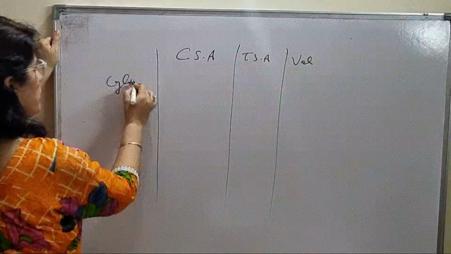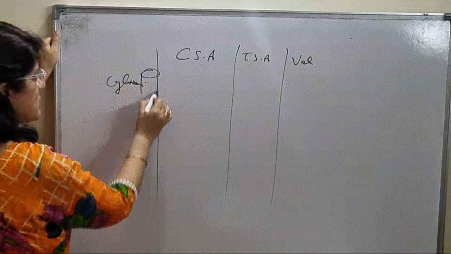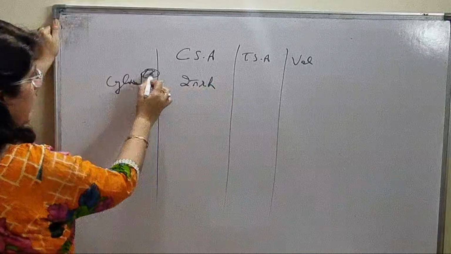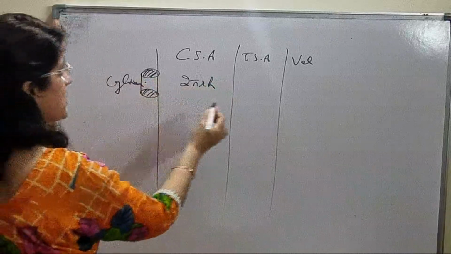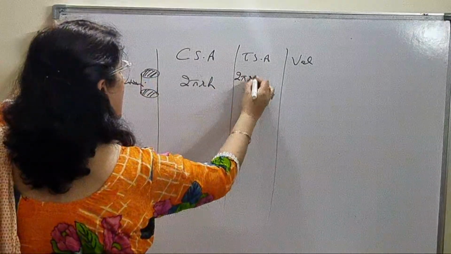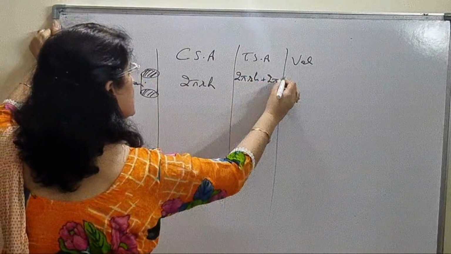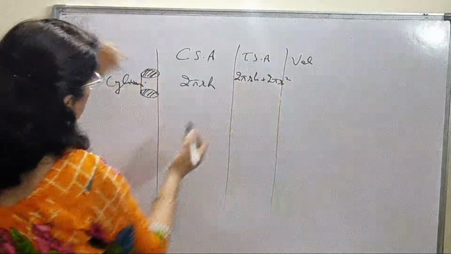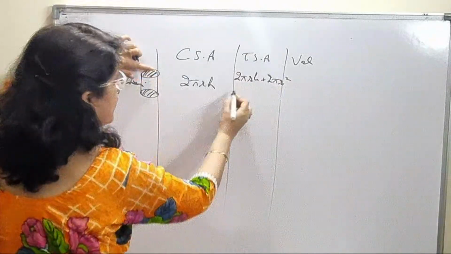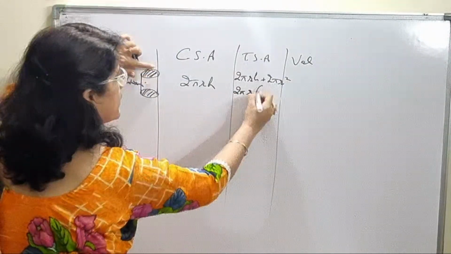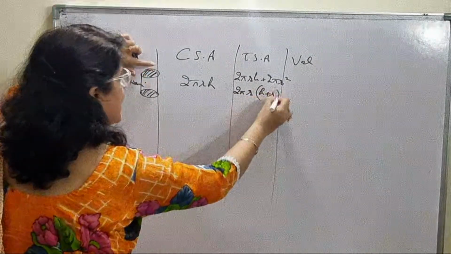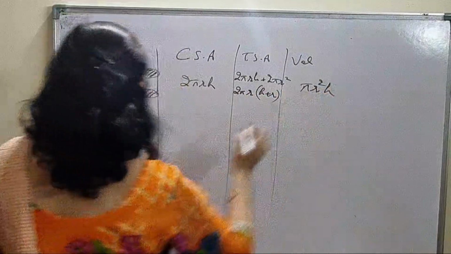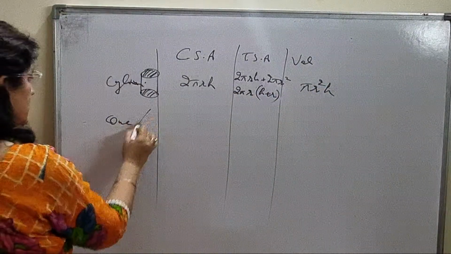In the case of a cylinder, the curved surface area is only 2 pi RH. If it is covered on both sides, then 2 pi RH plus 2 pi R square. If it is open, then you need to take them separately. Means if one side is not covered, then pi R square only. But if it is covered on both sides, then you can take 2 pi R common and H plus R is the answer here. For volume, this is pi R square H.